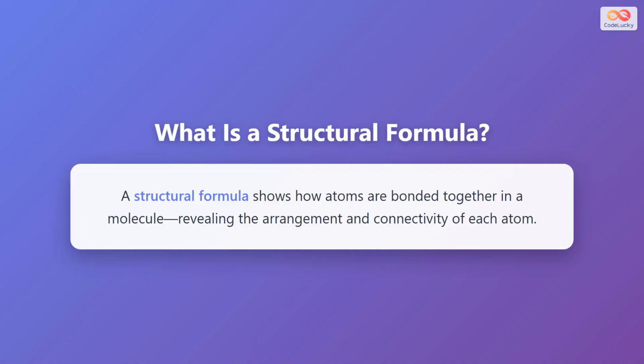A structural formula is a representation that shows how atoms are bonded together within a molecule. It goes beyond simply counting atoms by revealing their connectivity and arrangement. This type of formula tells us which atom is connected to which and how they're linked together through chemical bonds.